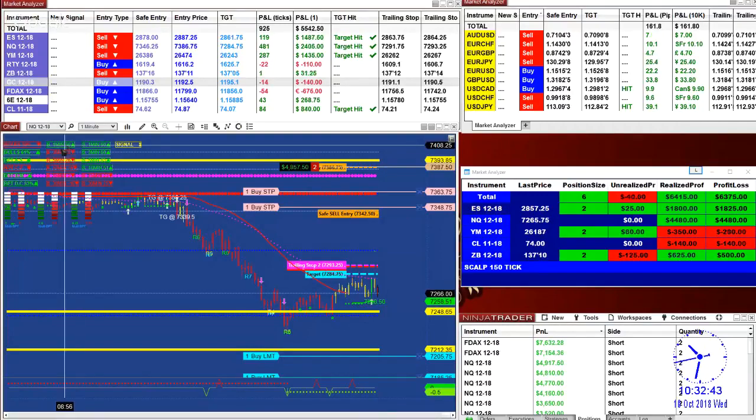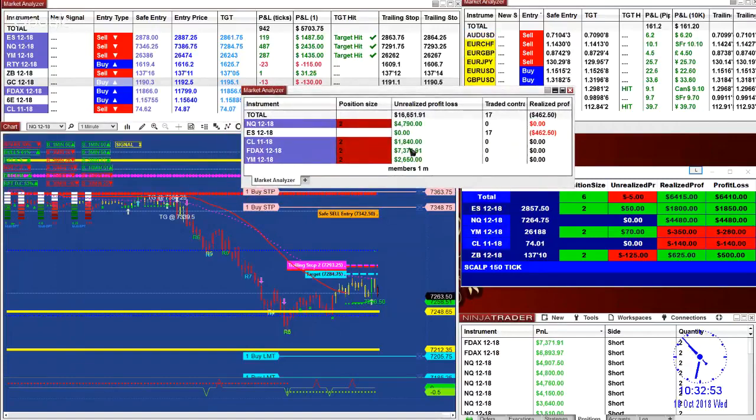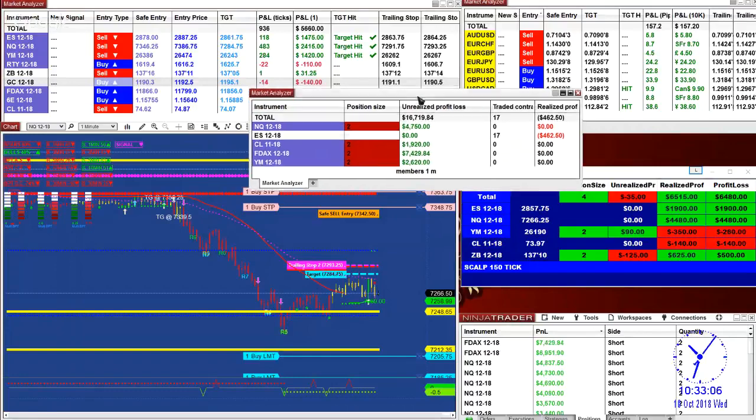For the question from the members, he asked to see the market analyzer, the one for the members. None of them has closed a position yet, and we are up to 16,000 on that, and none of them has closed yet on those systems.